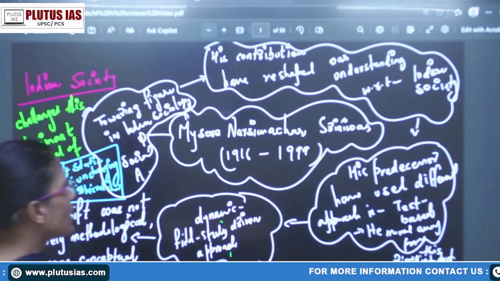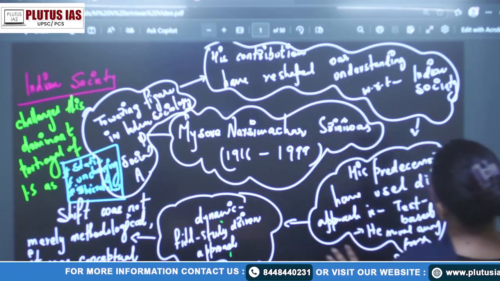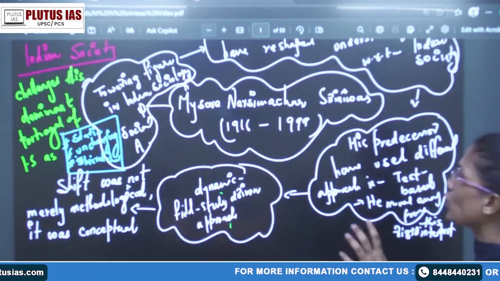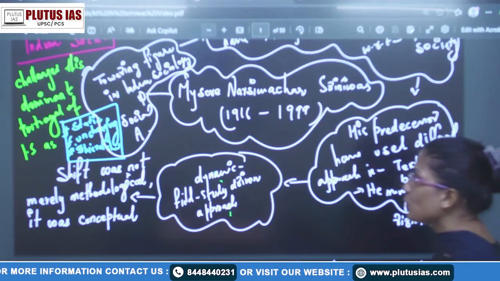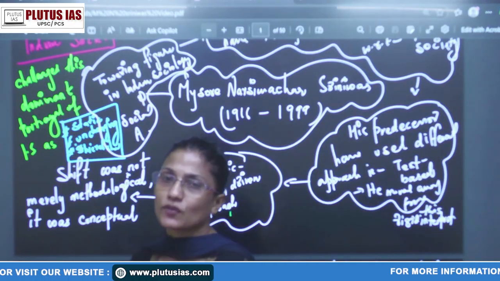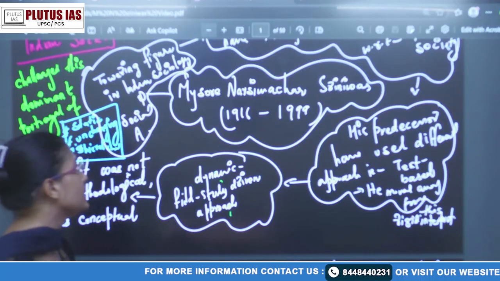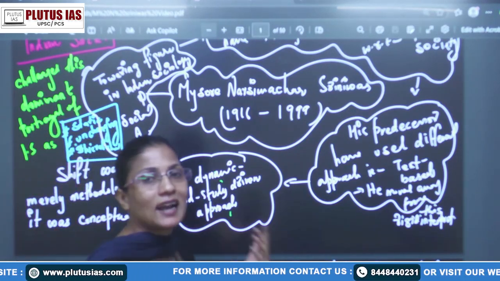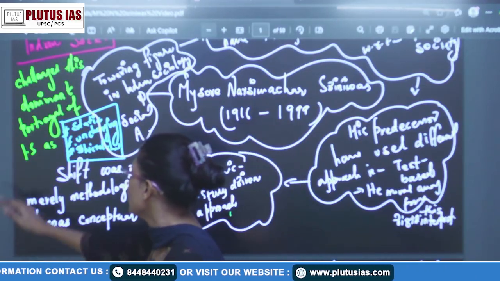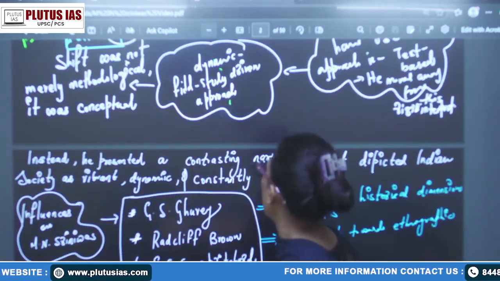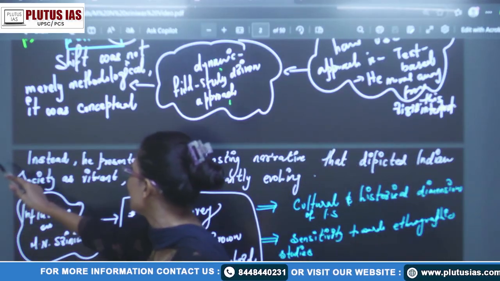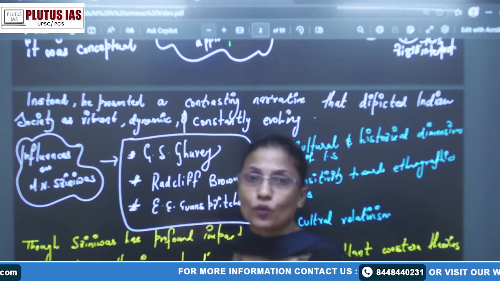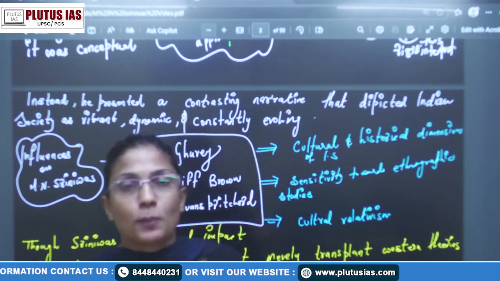Mysore Narasimhachar Srinivas, 1916 to 1999, his contribution is enormous, right? The important point you have to understand is that he approached field study, empirical evidence. By approaching field studies, he challenged the notion created for Indian society as static and not changing. Then he presented a contrasting narrative that depicted Indian society as vibrant, dynamic, and constantly evolving.